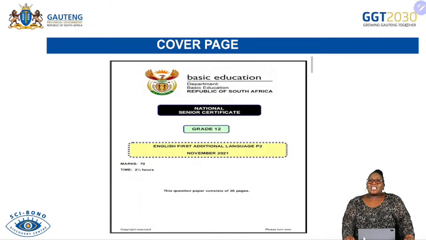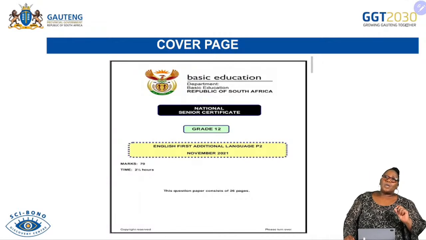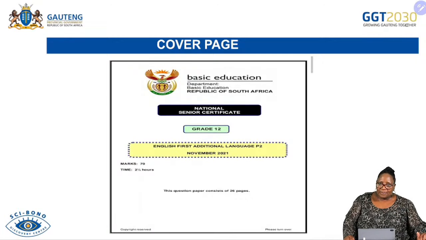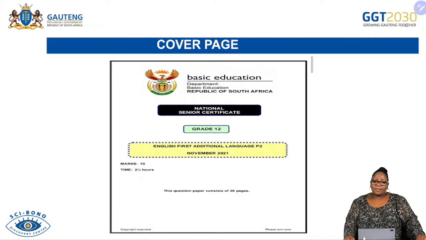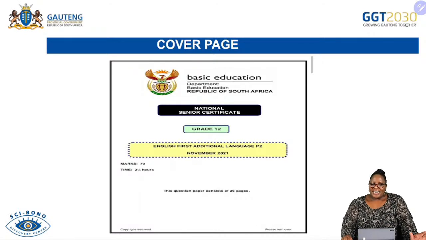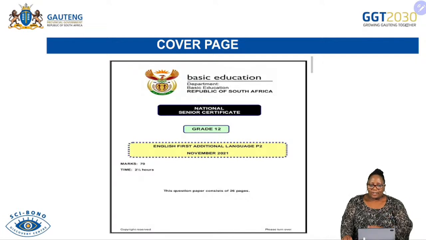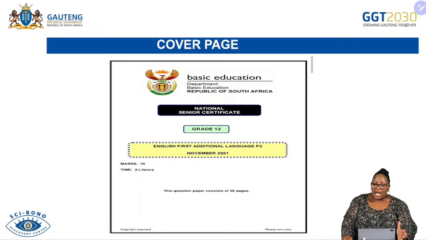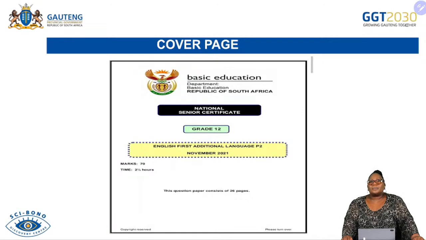Firstly, when you get into the exam room, you will be given a book of 26 pages or more. The book will have a cover page. On the outside, it will be written Basic Education Department, Republic of South Africa, National Certificate, Grade 12, English First Additional Language Paper 2, November 2022.